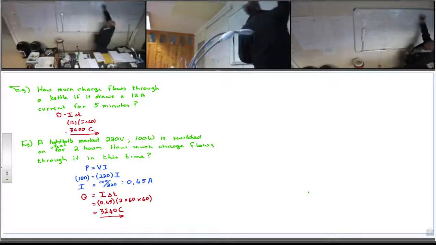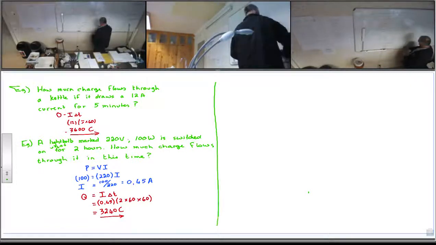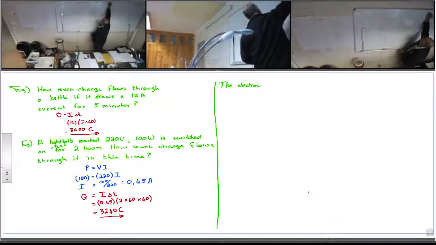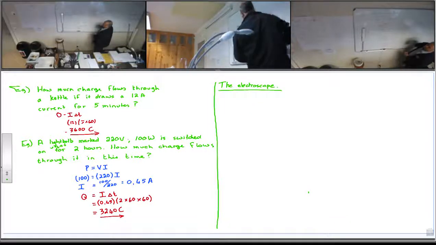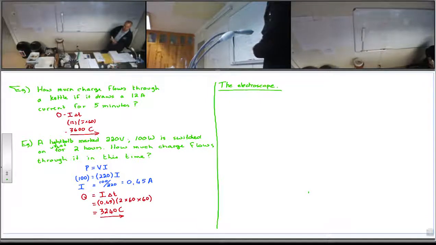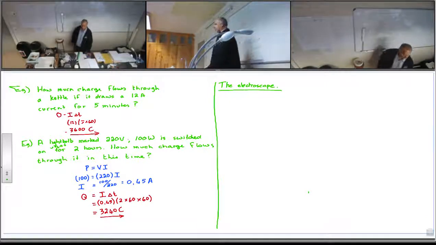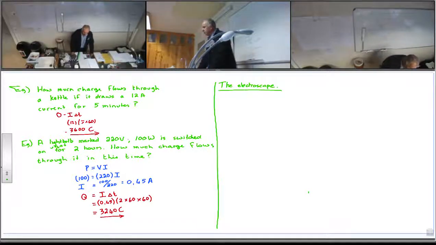Right, the next thing is something called the electroscope. It's not in your syllabus, but I think it's important that we cover it. Who of you have seen an electroscope? Right, I'll show you one tomorrow. You've seen one, Ermela? What size is it?